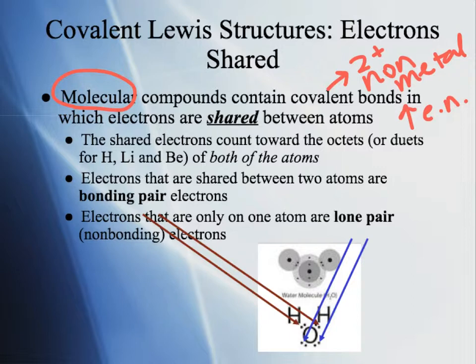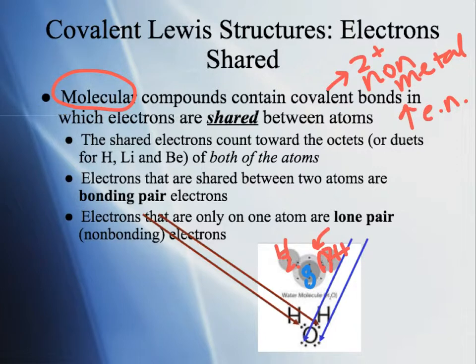Now, the shared electrons count towards the octets of both of those atoms. We can see here in water that the valence electrons for the hydrogens, one of those dots, is being shared with the 6 dots of oxygen, and they count towards the octets for both of those atoms. So oxygen now has 8 valence electrons, and hydrogen, the little guy, only gets 2 valence electrons to be full, and you can see that there.